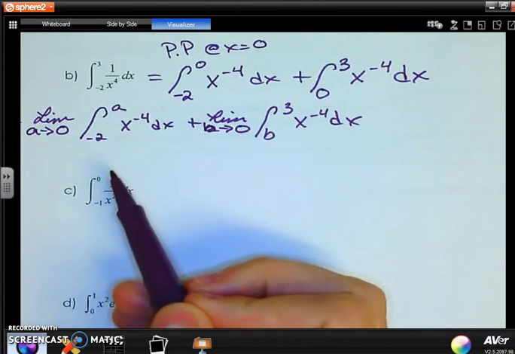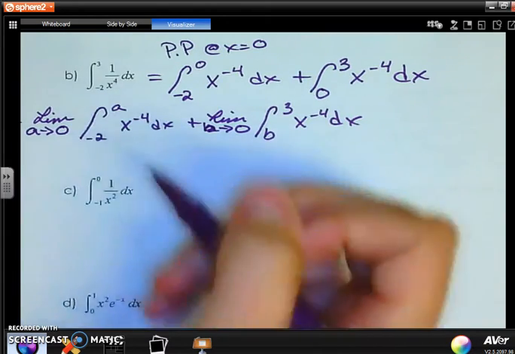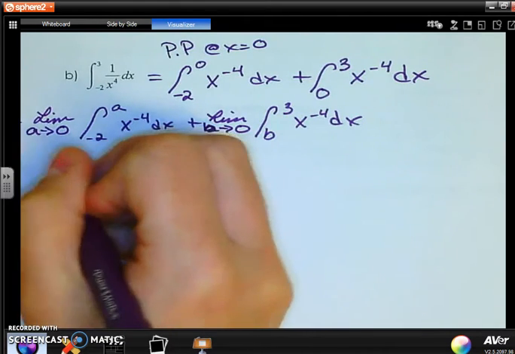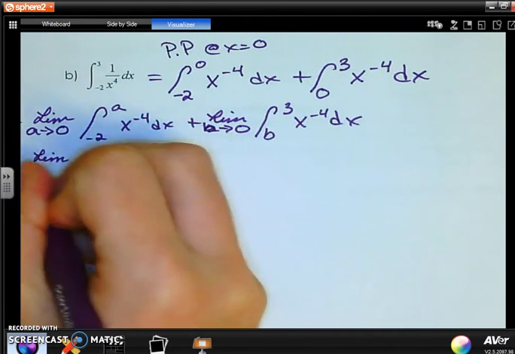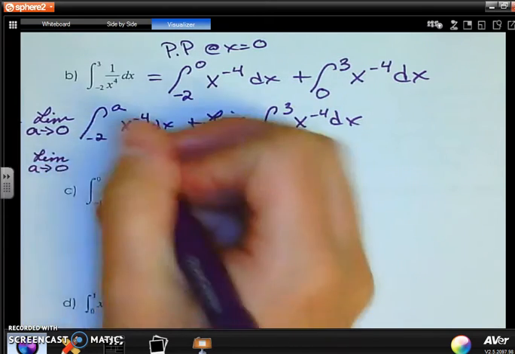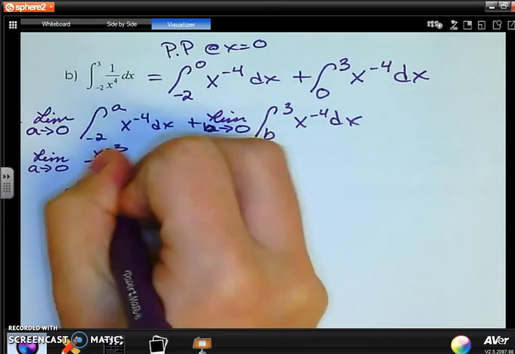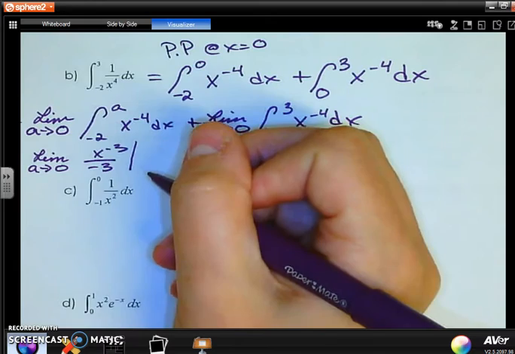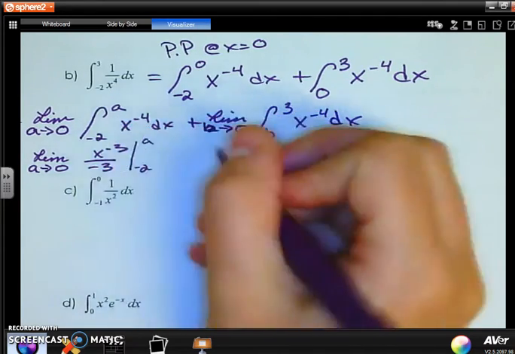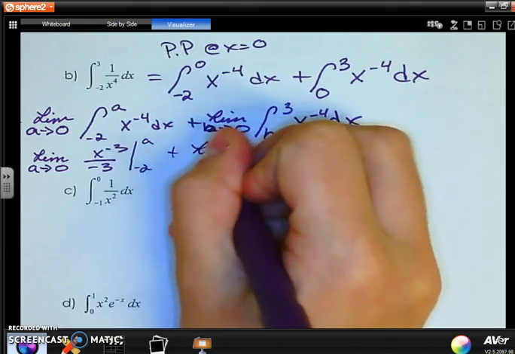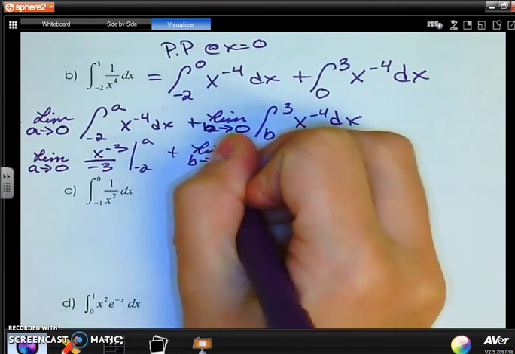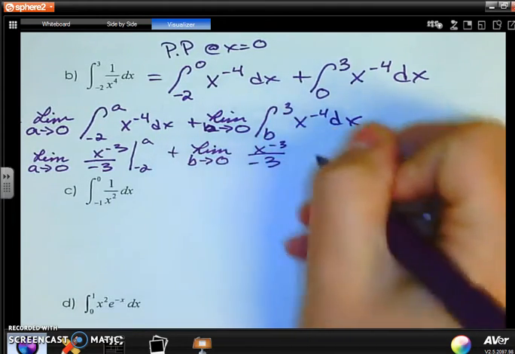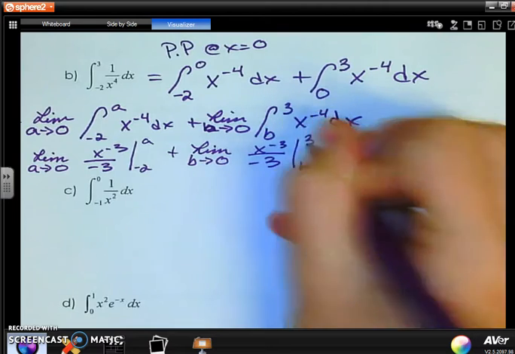Integrating this should be relatively easy. We're adding 1 to the exponent, dividing by that number. And I'm quickly seeing that I did not give myself enough room for this at all. So, sorry. The limit as a approaches 0. If you add 1 to the exponent and divide by that number, you get to there. And we're evaluating at -2 to a. And then plus the limit as b approaches 0. When I integrate this, it's going to be the same thing. Add 1 to the exponent, divide by that number, and I'm evaluating that at b and 3.